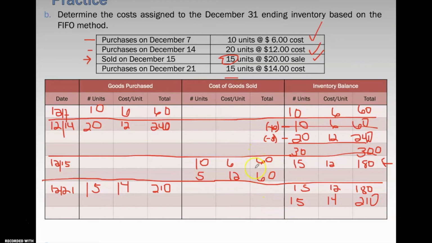We just total it up now. My total cost of goods sold, so I'm going to add up this column here. It's just these two items. 60 plus 60 is 120.